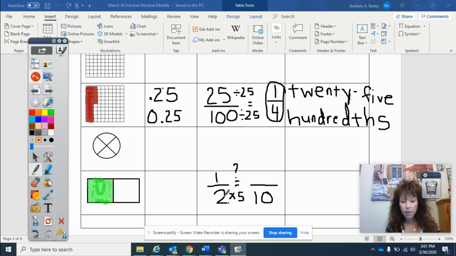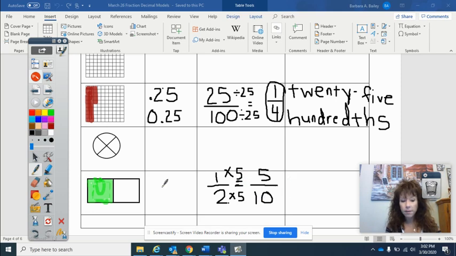Well, now I have to find my missing numerator. So if I multiply by 5 in my denominator, then I'm going to have to do the same thing in the numerator. Multiply by 5. So if I do times 5 down here, I've got to do times 5 up here in the numerator. So 1 times 5 is 5. Okay, so I found an equivalent fraction to 1/2, and that is 5/10.